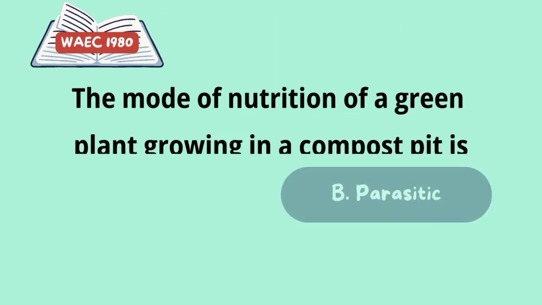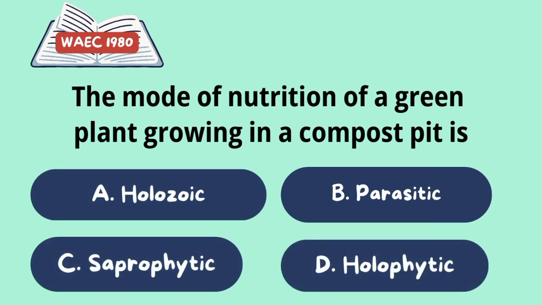This next question, I particularly chose it because it is very tricky. WAEC 1980. The mode of nutrition of a green plant growing in a compost pit is A. Holozoic, B. Parasitic, C. Saprophytic, and D. Holophytic. Think critically about the options and pick your answer.